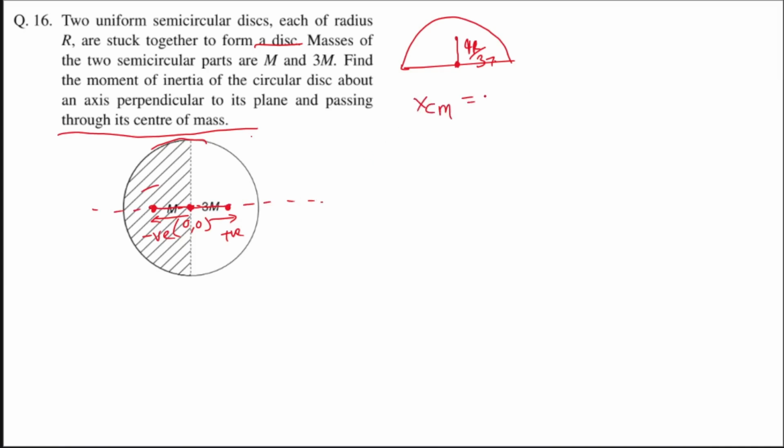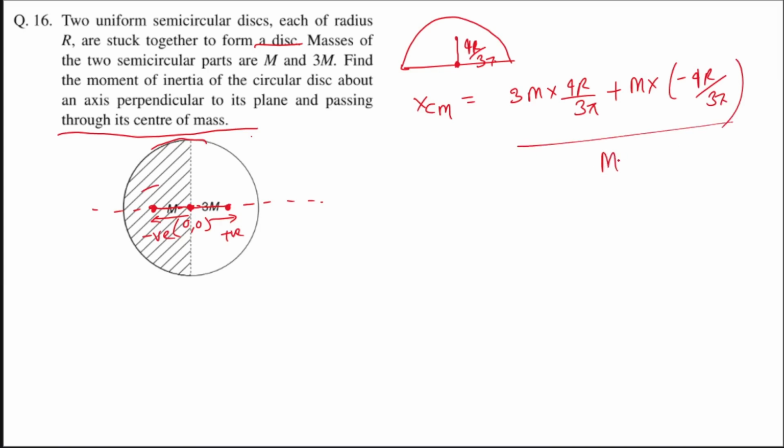That you will be writing as 3m into 4r by 3 pi plus m into minus 4r by 3 pi divided by m plus 3m. Done? So if you just take here 4r by 3 pi common, and then it will become 3m minus m, that is your 2m, divided by 4m. So we will be left with 2r by 3 pi. And this is positive, right?